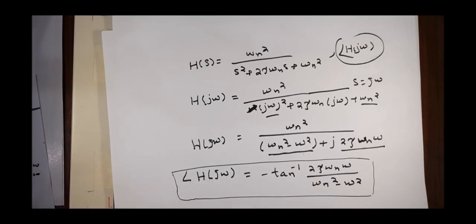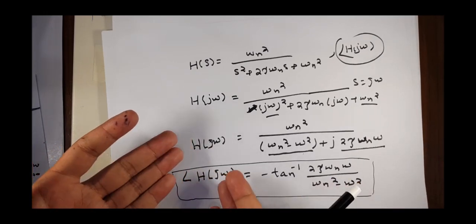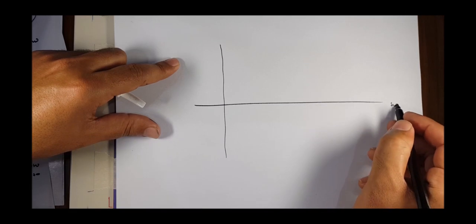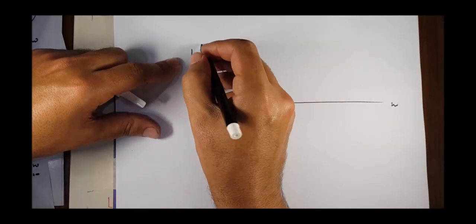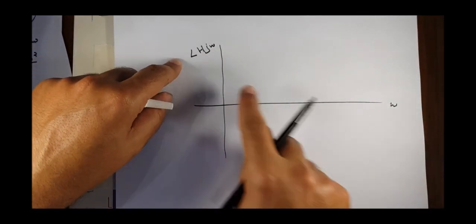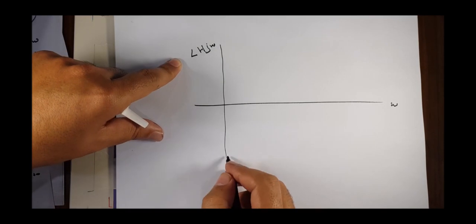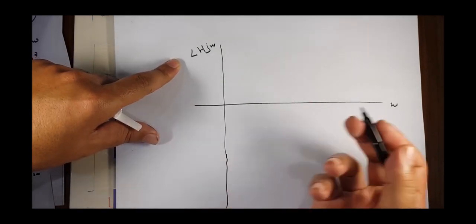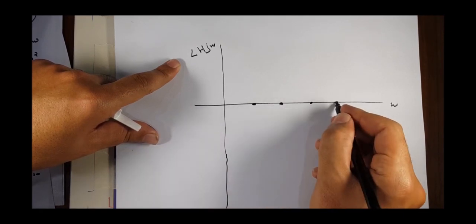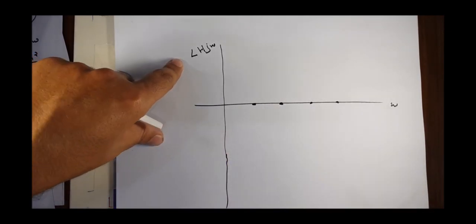Now we need to plot this against omega. Remember that we are plotting our transfer function phase with respect to omega. It means we have an axis omega and we have another axis for the phase of H(j omega), and we are plotting one against the other. We'll have different values of omega and corresponding values of phase, and we just draw those points together.